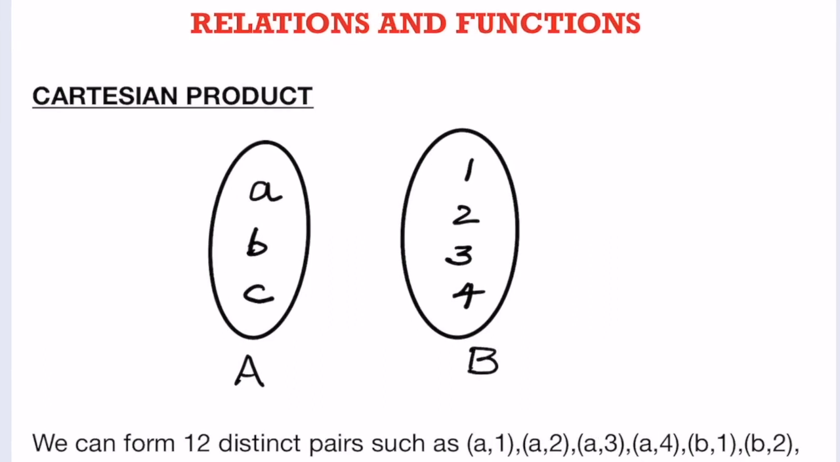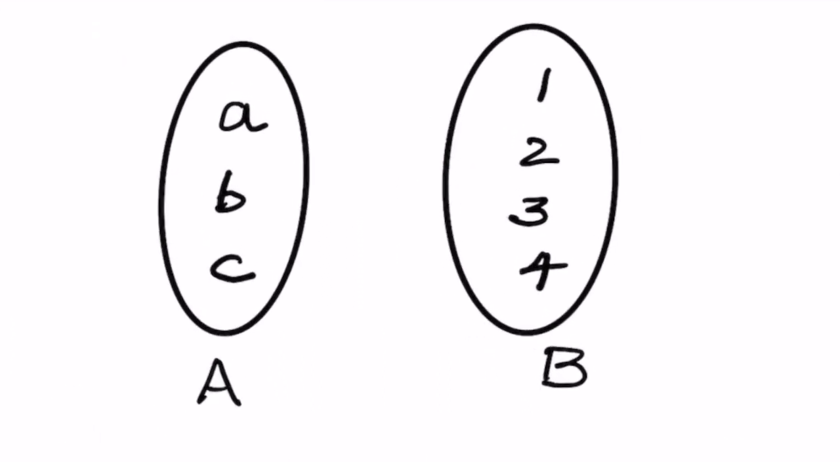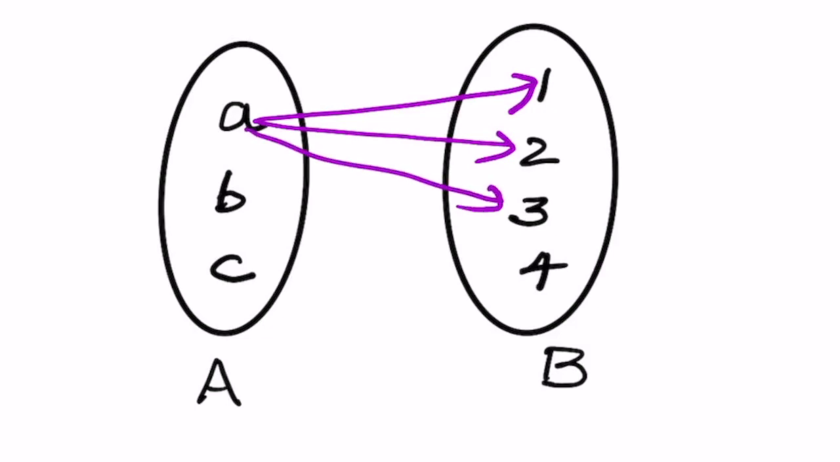Now let us consider two sets A and B, where A consists of elements a, b and c and B consists of elements 1, 2, 3 and 4. Now, let us try to associate every element of the set A with all the elements of the set B. So now, let us take the element a belonging to the set A and associate it with the elements 1, 2, 3 and 4 of the set B.